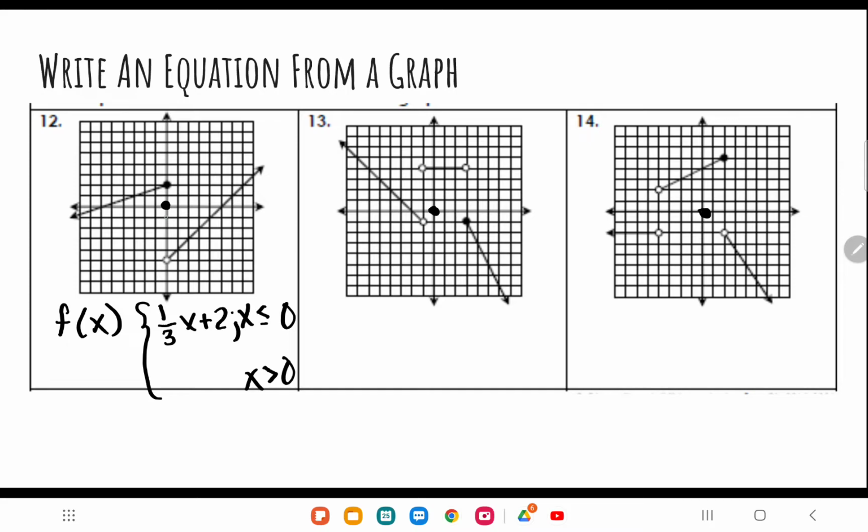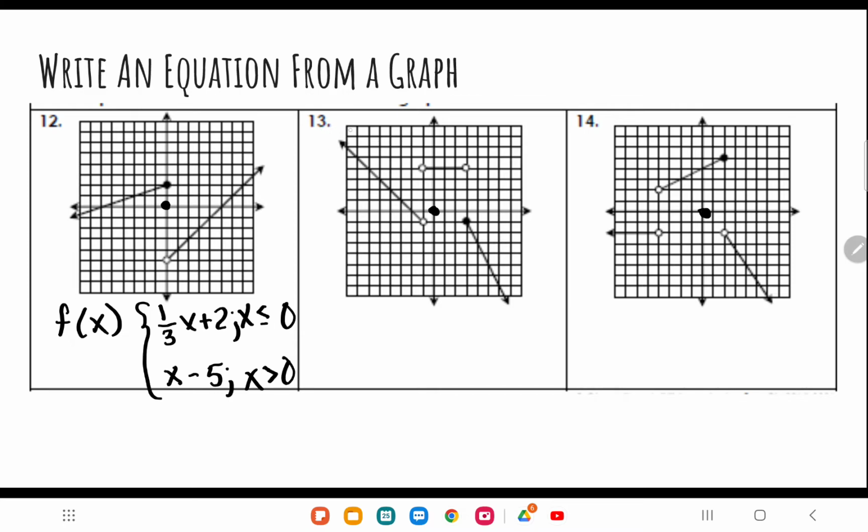Looking down here, I have a y-intercept of 1, 2, 3, 4, -5, and a slope of +1. So that's going to be x minus 5 for my linear equation, and that happens when x is greater than 0. Moving on to problem 13 shown here, we have three pieces of the graph.